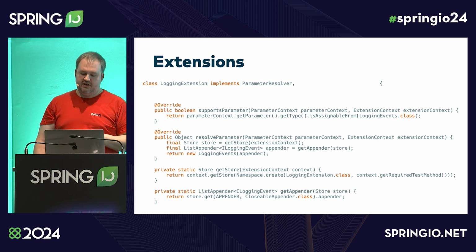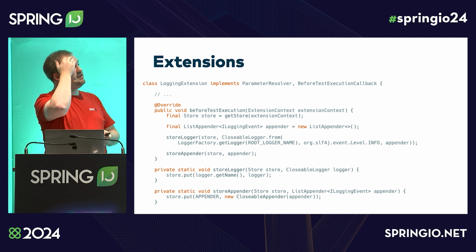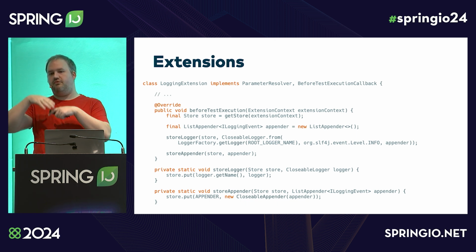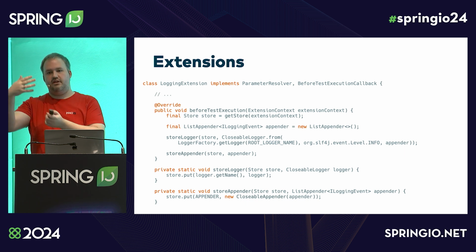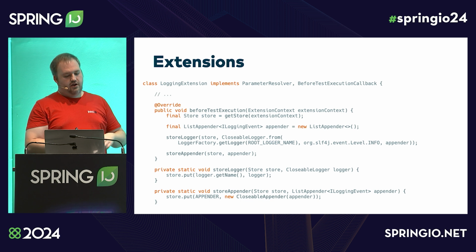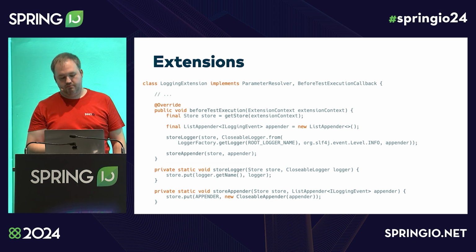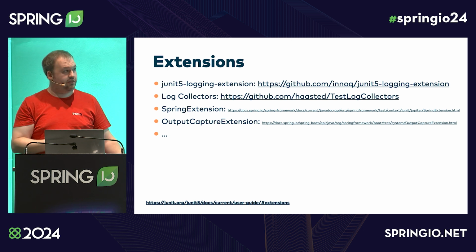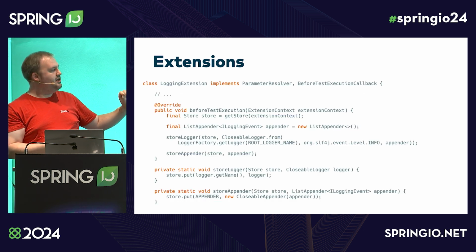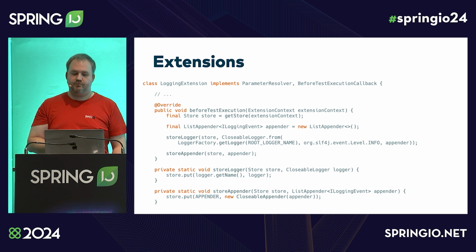And the second thing we need to do is implement a second interface, the before test execution callback. So basically the extension does not only provide this parameter, it is run before every test, and there I set up all this appender, and with that there's a little bit of code left, but it's workable. You could implement that test.